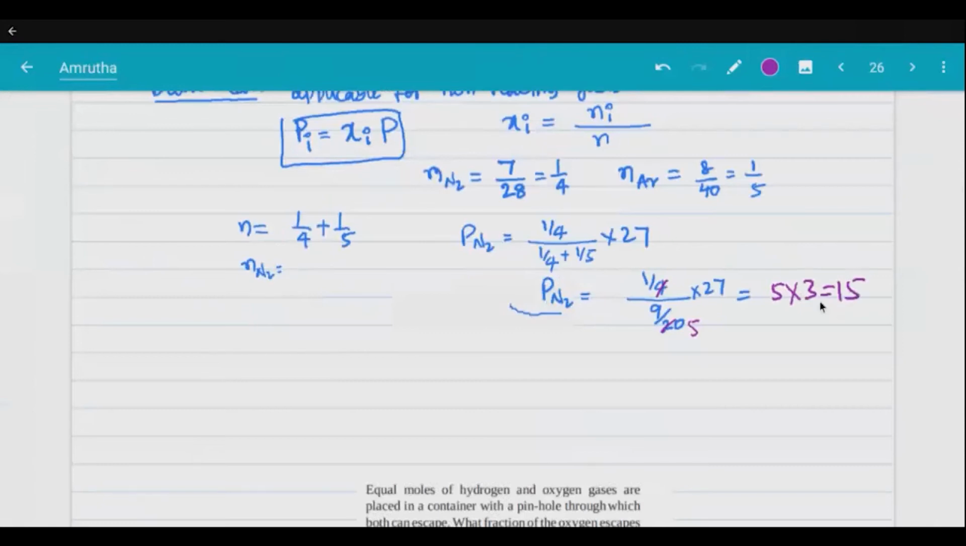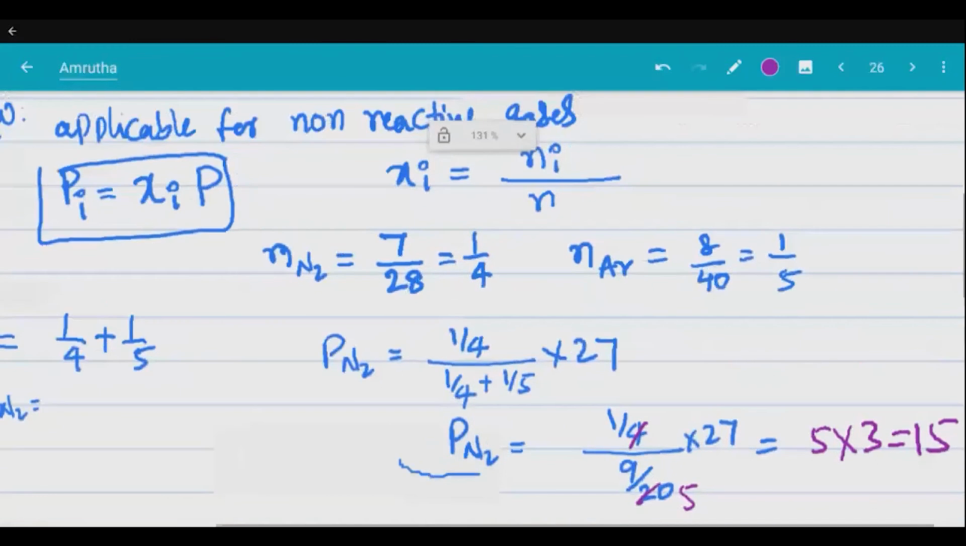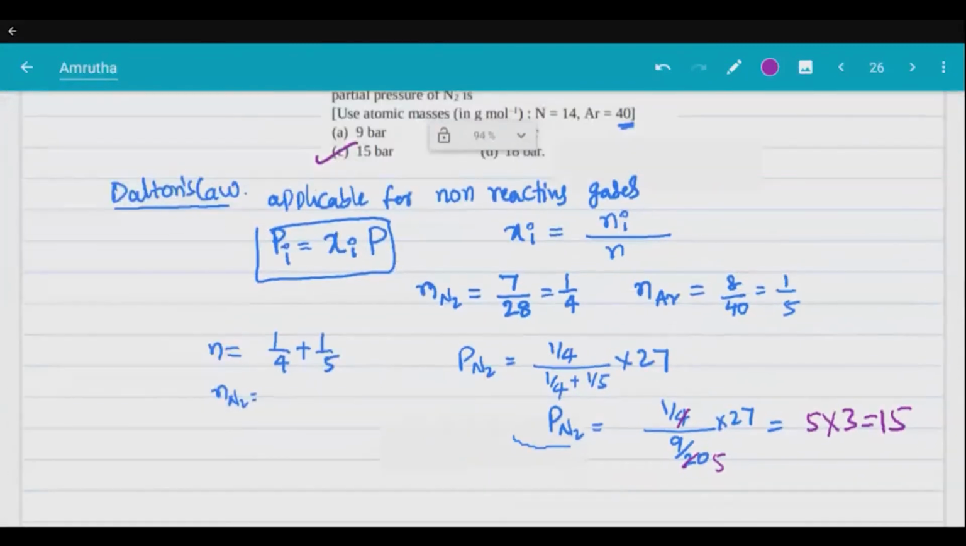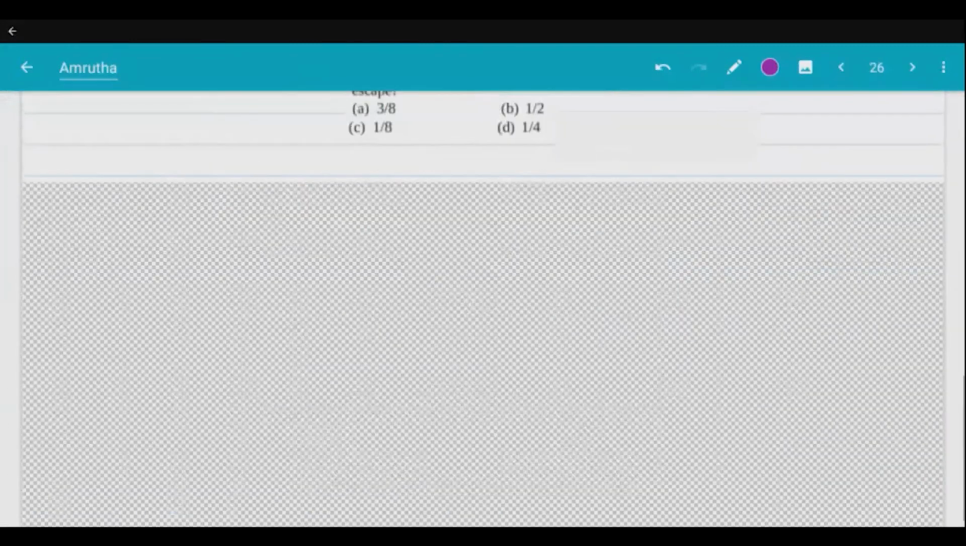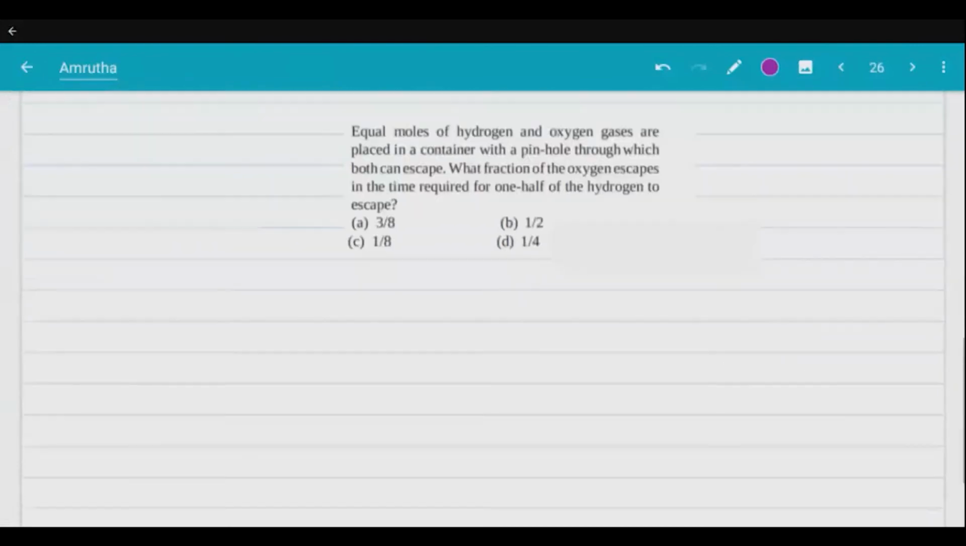Okay, so this is about Dalton's law. From this question, what we have learned is Dalton's law, from the gaseous state. Very, very important. Next question. See this.